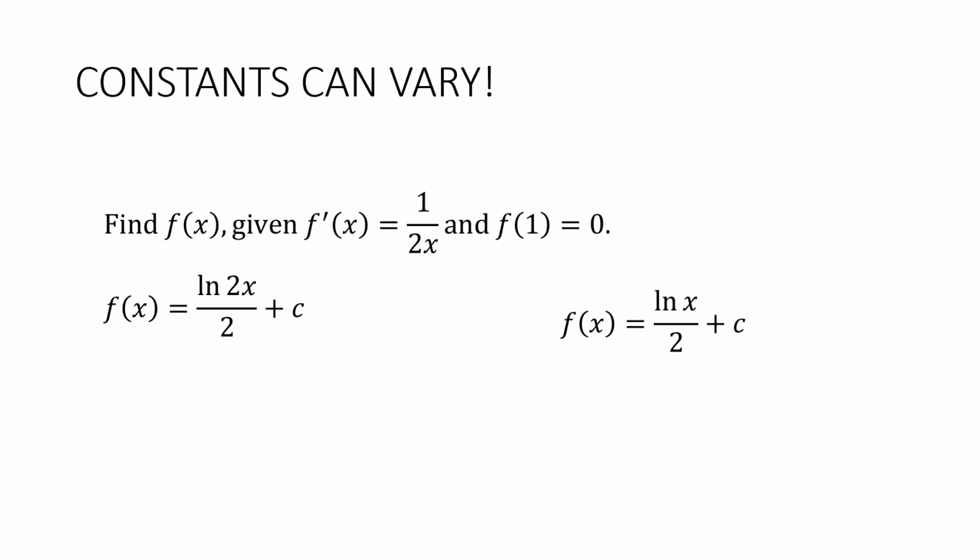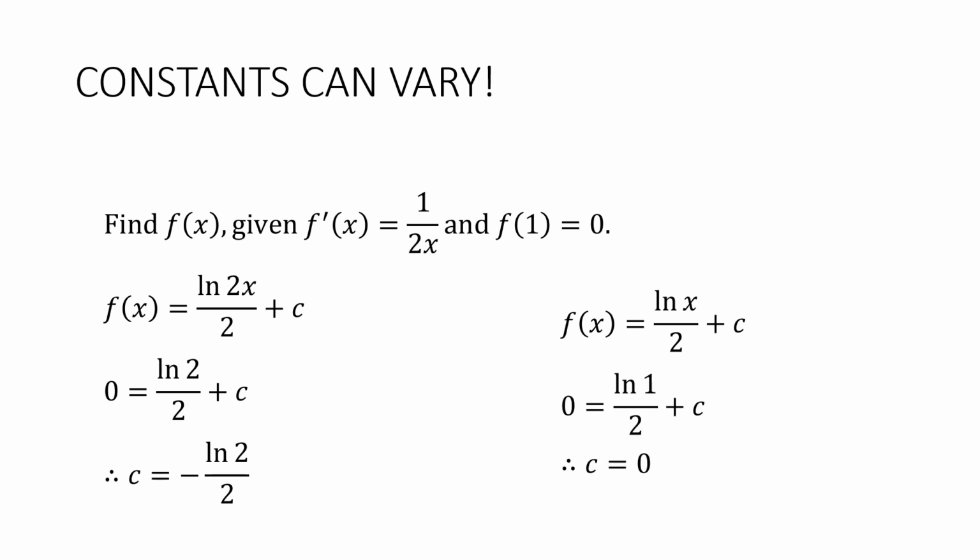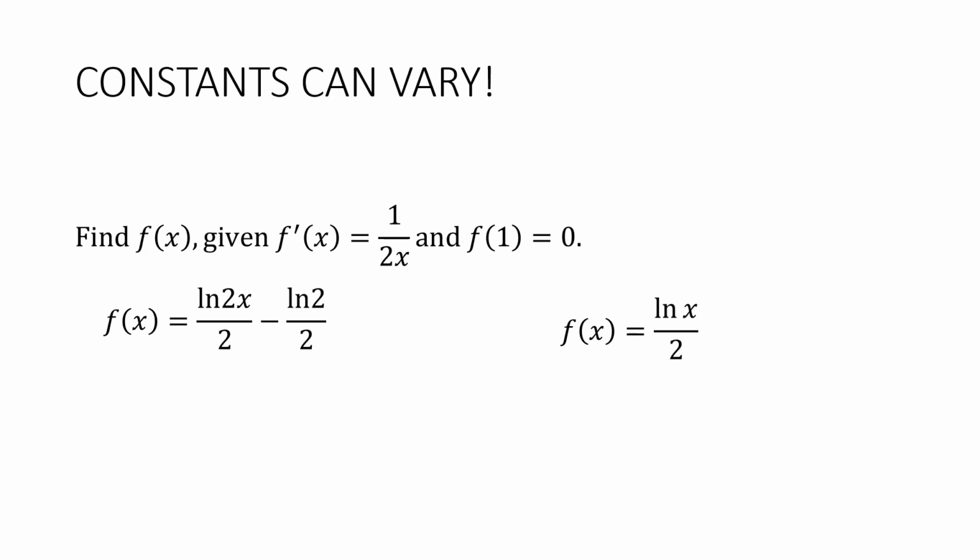Let's have a look. If I substitute the pair of values into this one, I end up with c is equal to negative ln 2 over 2. And if I substitute these into here, I end up with c is equal to 0. And that means when I put negative ln 2 over 2 for c in here and tidy it all up, I end up with the same function.